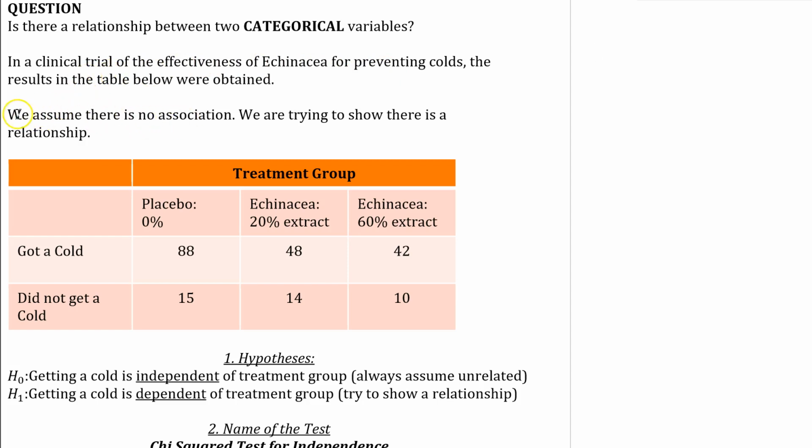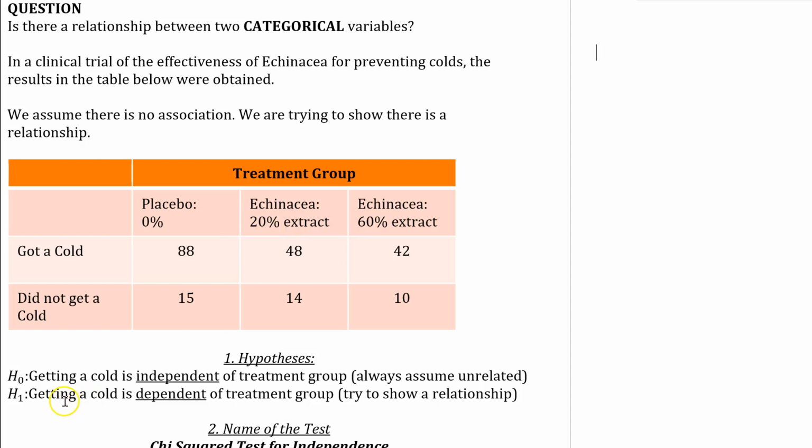We assume no association, so that's the assumption, that's our null hypothesis, and we're trying to show, again, is there a relationship? That's the purpose of a chi-squared test for independence or test for association. We're trying to see, is there an association? So first step, we have our hypotheses, which as we wrote is always going to be in words. The null always assumes that they are independent, and the alternative assumes that they are dependent, that there is a relationship. So we can just write this out, that getting a cold, so that's the first variable, is independent of their treatment group, or however much echinacea they got.